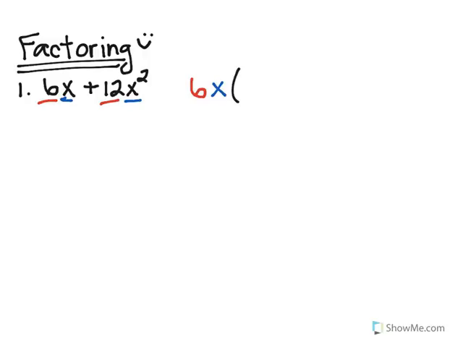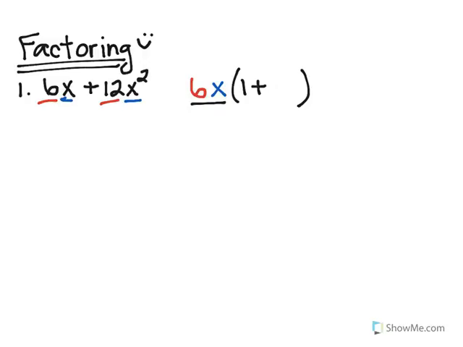Now, we're going to go ahead and set up our binomial, such as this. So what would I have to multiply this by to get the first term over here? So 6x times what gives me 6x? Well, that's just 1. So I'm going to write a 1 in here. Now the sign in here is positive, so I'm going to write down a positive sign.